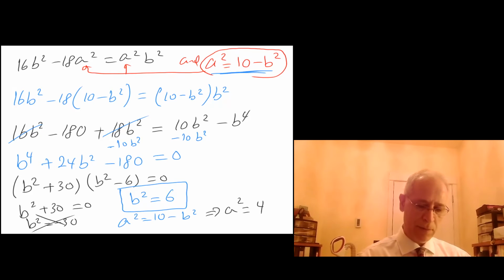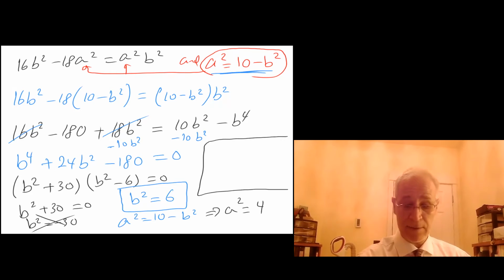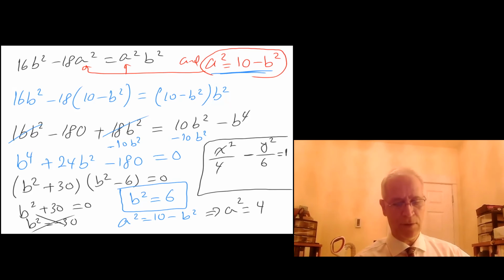So my final answer for this rather long problem is x squared over 4 minus y squared over 6 equals 1. Okay, I'll talk to you soon, and thank you.